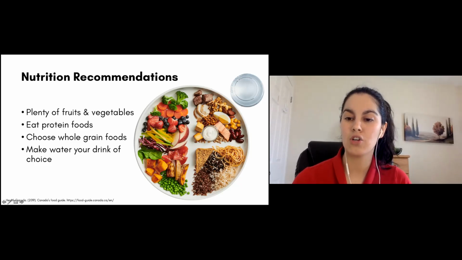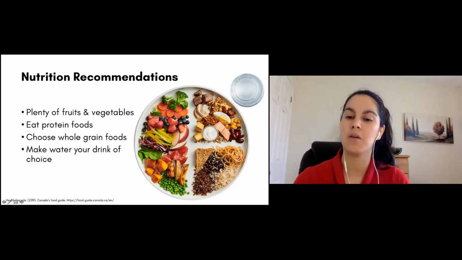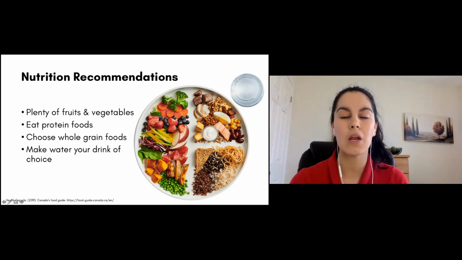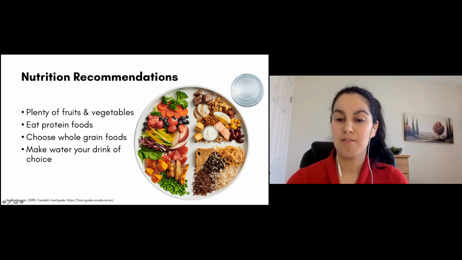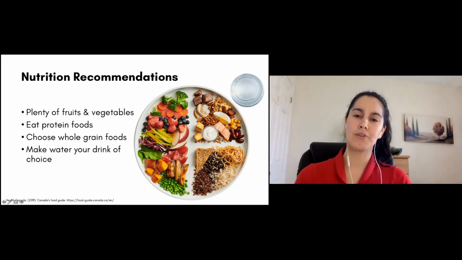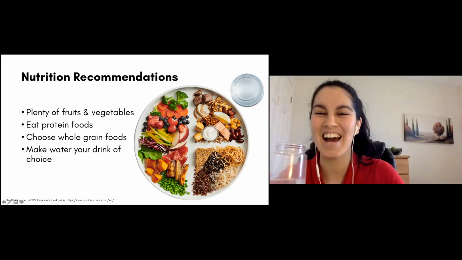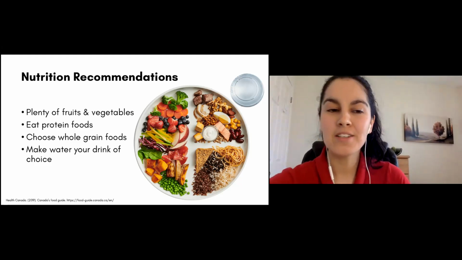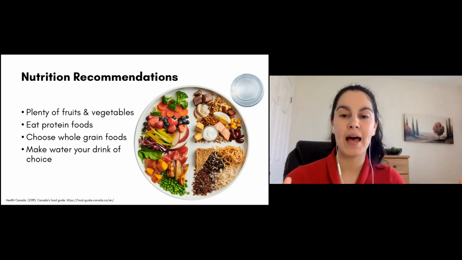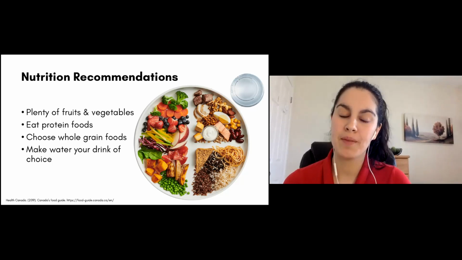You can also see a quarter of the plate for grains. The ones that are selected and recommended are whole grain pasta and breads, and of course, brown rice, quinoa, millet, things like that. One thing that is very striking about this recommendation is making water the drink of your choice. And I'm going to grab a drink of water right now. Perhaps you also need some. So these were the nutrition recommendations that, if met, give students a higher likelihood of improved GPA and academic achievement.